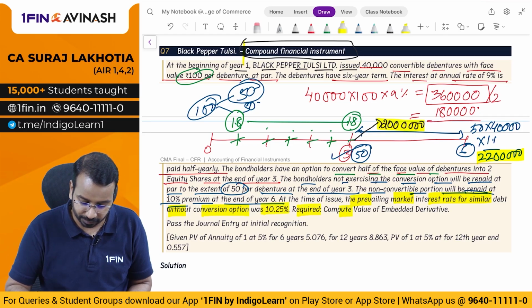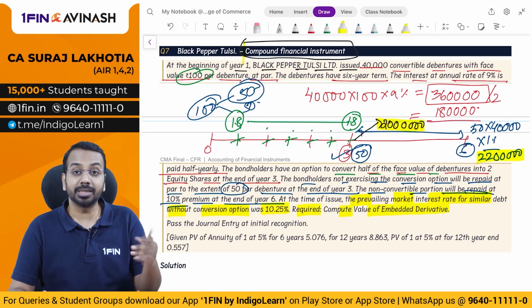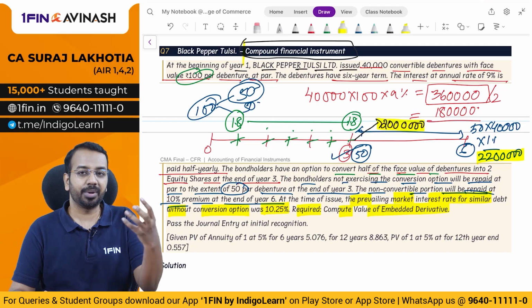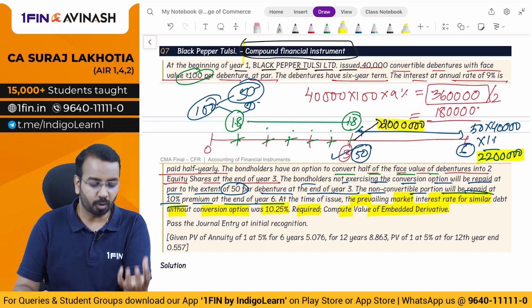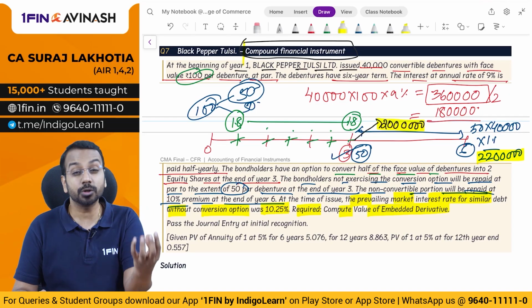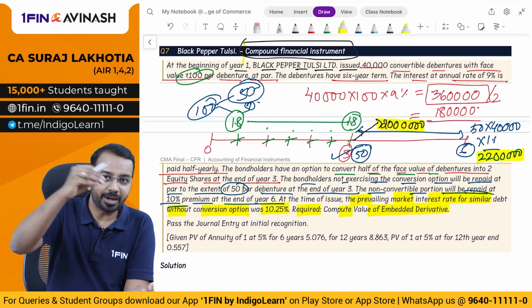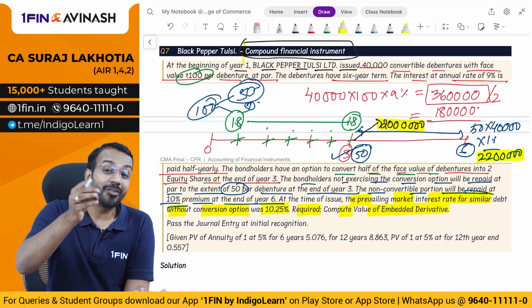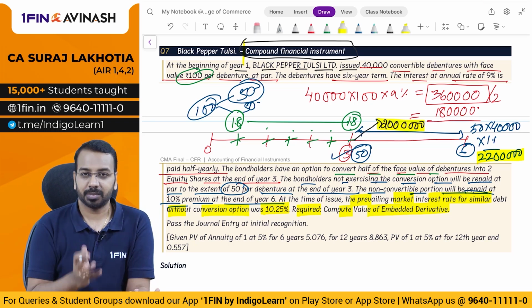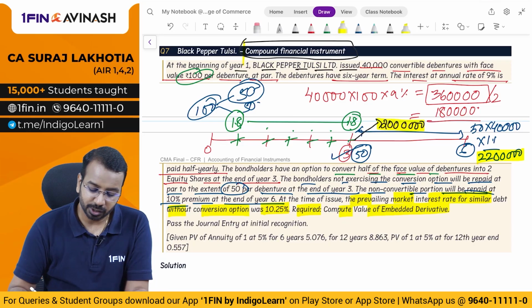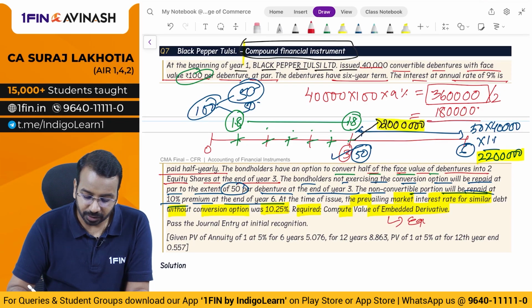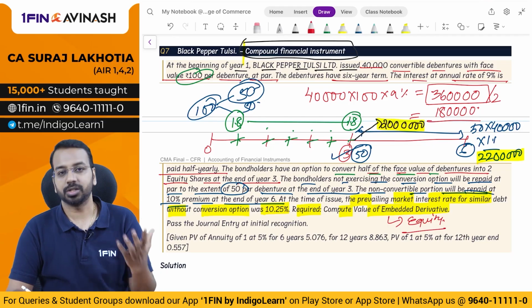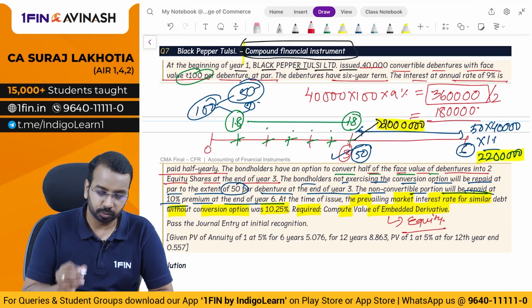At the time of issue, the prevailing interest rate for similar debt without the conversion option was 10.25%. Required: compute the value of embedded derivative. Sir, what is this embedded derivative? I told you, right? Embedded derivative is nothing but there is a contract, main contract, which we call a host contract. In that you have added one derivative option. So this conversion option is a derivative option. So basically they are asking us to find the value of the equity component in the overall instrument.